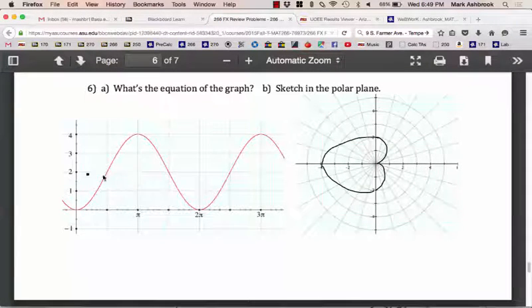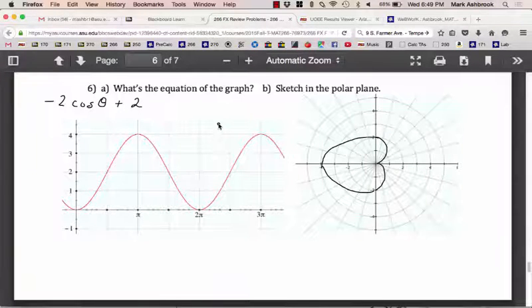And what's the equation of the graph? -2 cosine theta plus 2. Midline is 2. It's the flip of the cosine. It has the standard period of 2 pi, and the amplitude is 2. Okay, so now what I'm interested in is I want to know what is the slope of the tangent line right there.